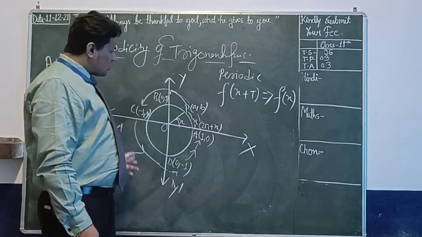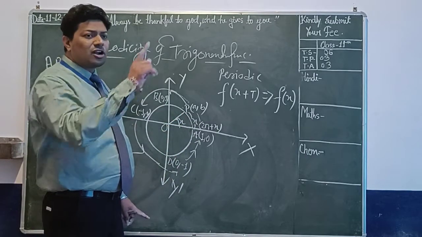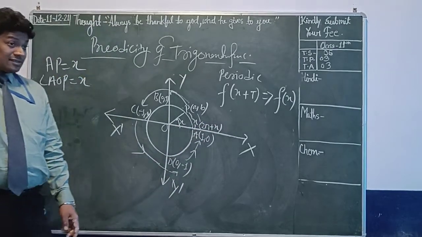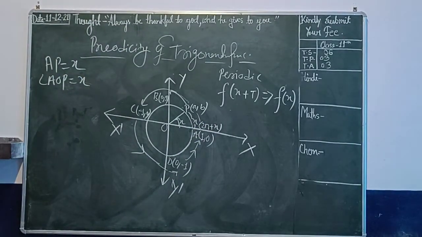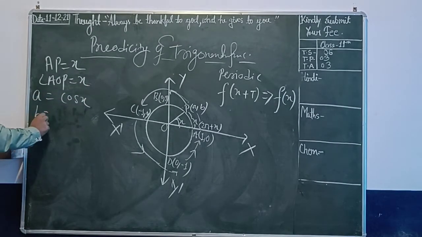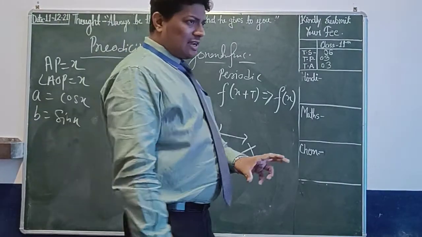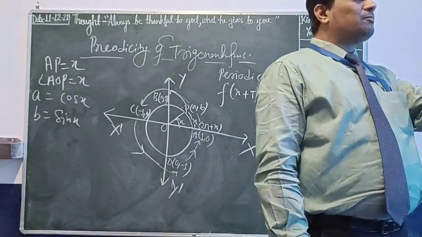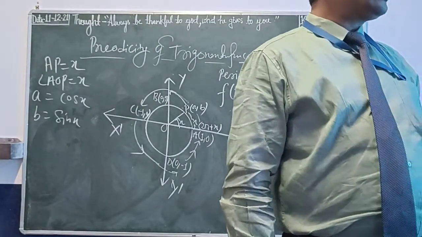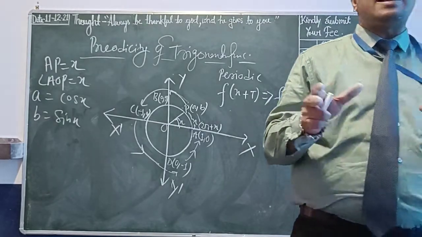So if you start from here and again cross the same point, you are completing one revolution. If you have completed one revolution, that is equal to 2 pi plus x. Is it clear? Now we have the concept, as I told, a equals cos x, and everybody knows b equals sin x. This is the basic thing. If a equals cos x and b equals sin x, and the particle completes one revolution, starting from point P and coming back to point P, the whole rotation will be equal to 2 pi plus x.